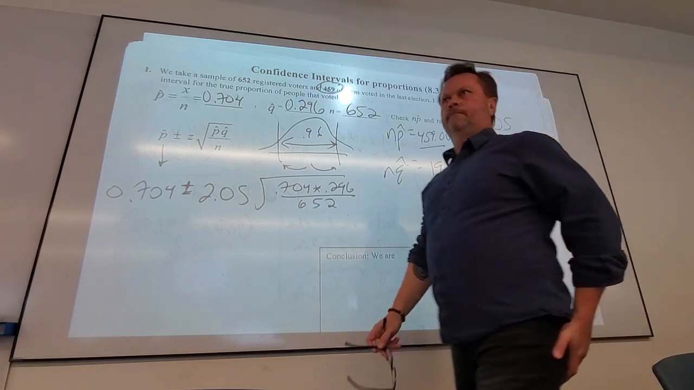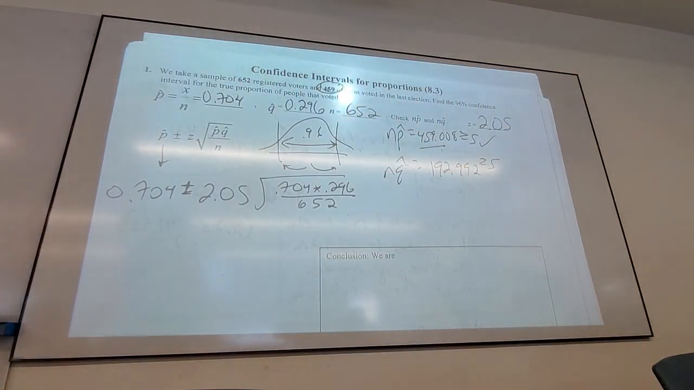So you would plug all that in at the same time, except for that other part. I would do the 2.05 part first, and get what the error is first, just like we did last time.